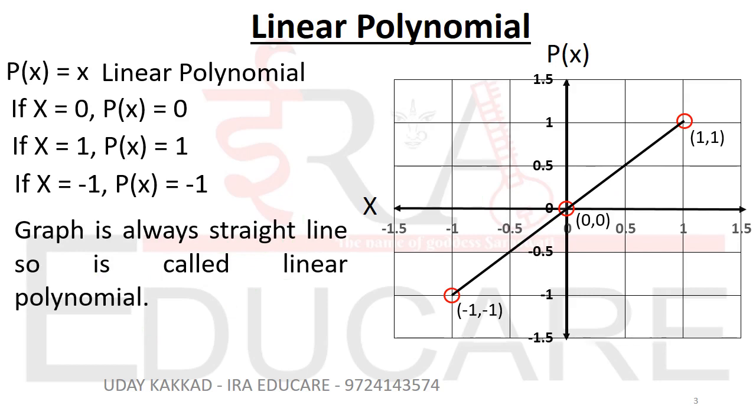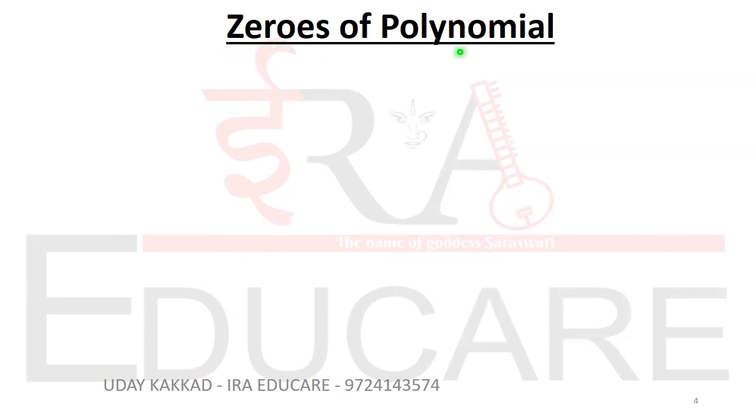Let's discuss something more: zeros of a polynomial. In class 9 you learned what zeros of a polynomial are, and you found zeros of polynomials. Now we elaborate something more. Let's take another polynomial. Which type of polynomial is this? Yes, it is a linear polynomial because the degree of this polynomial is 1. So p of x is equal to x minus 5.